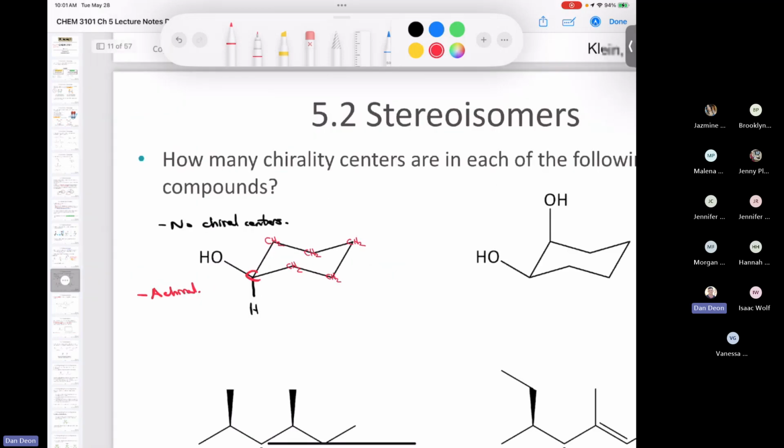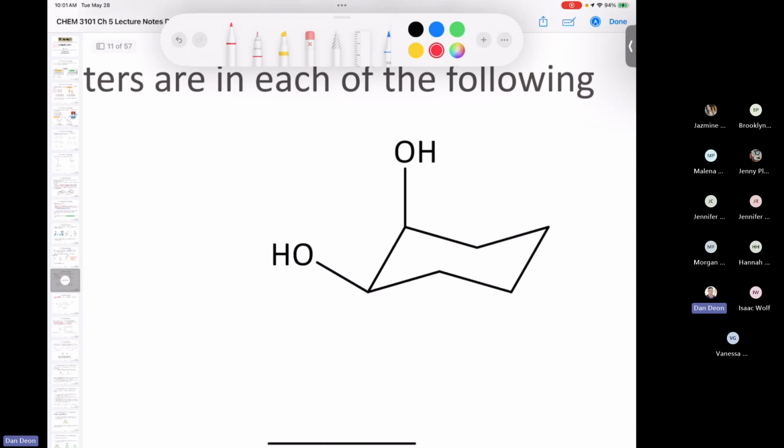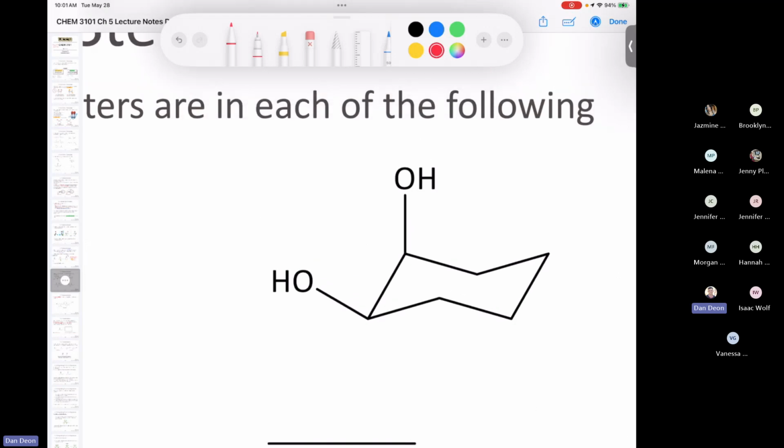All right. What about this one here? Could anybody tell me, are there any chiral centers in this molecule? And it's not a trick. The name of this compound would be cis-1,2-cyclohexanediol. Are there any chiral centers in it? I want to ask you, this carbon that I have highlighted in red, is it chiral? Yes. So that carbon in red is chiral.